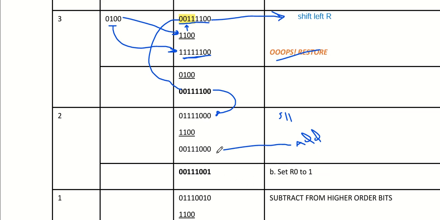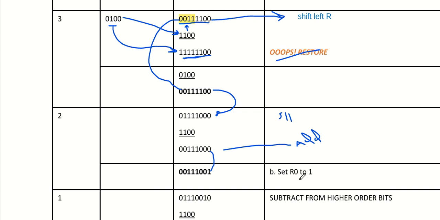Rather, we set the last bit to 1, right? So this very last bit, we set it to 1, and that is called the R0 bit. Then now we are finished with step 2, right? So the restoring division algorithm is basically a bunch of tricks.